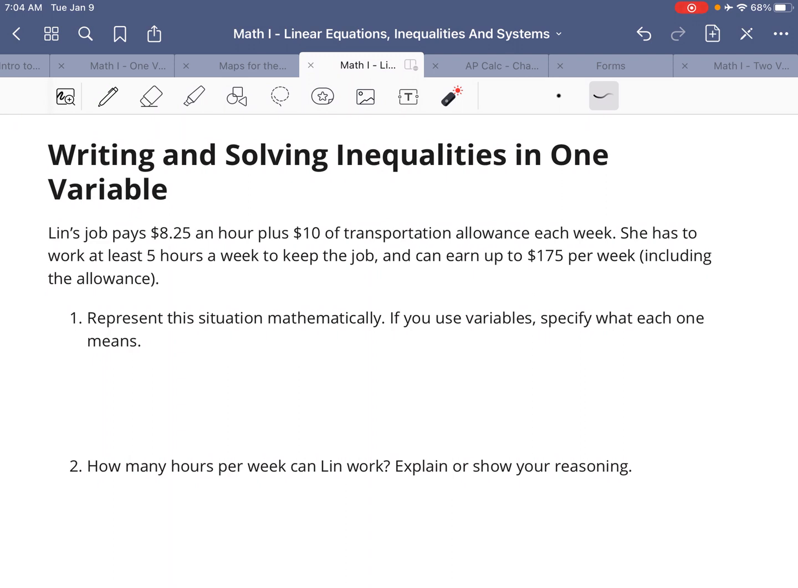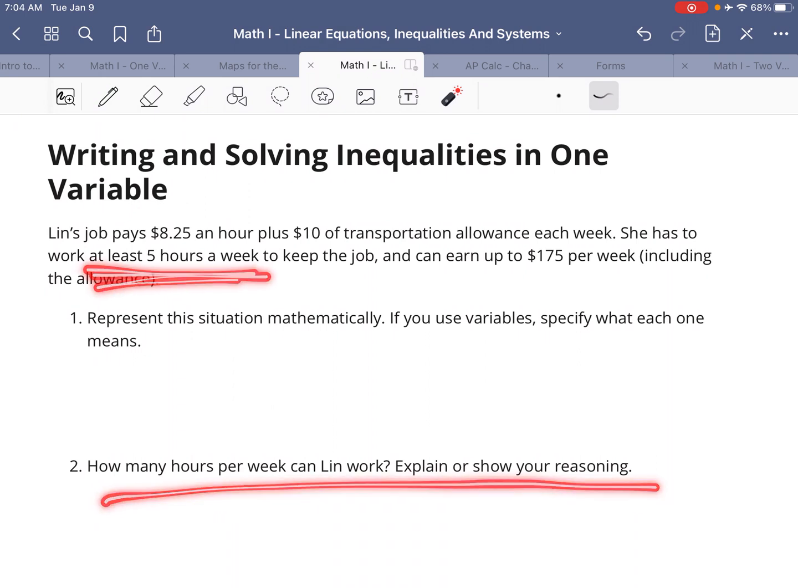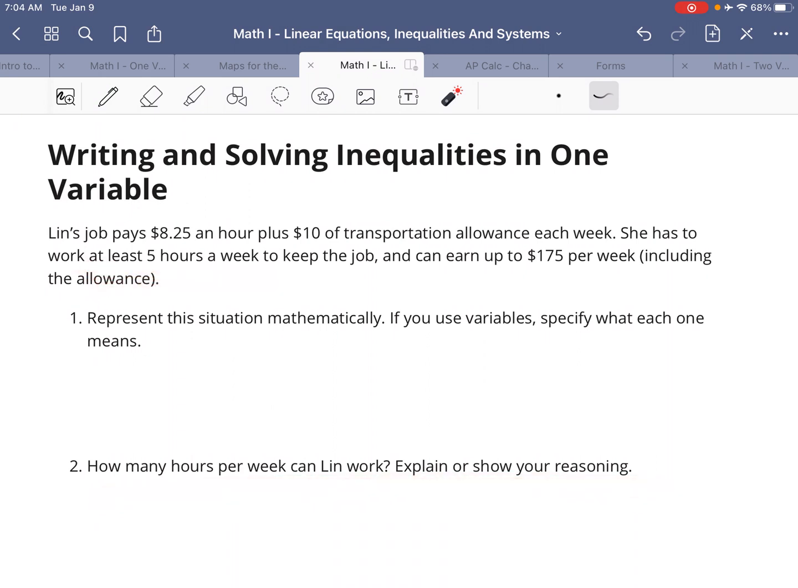Well, there's actually a couple things going on here. She can earn up to $175 per week. And we also have this other thing. She needs to work at least 5 hours a week to keep the job. Oh, how many hours per week can Lynn work? Well, she needs to work at least 5 hours a week. The question is, what's the maximum number of hours that she can work?